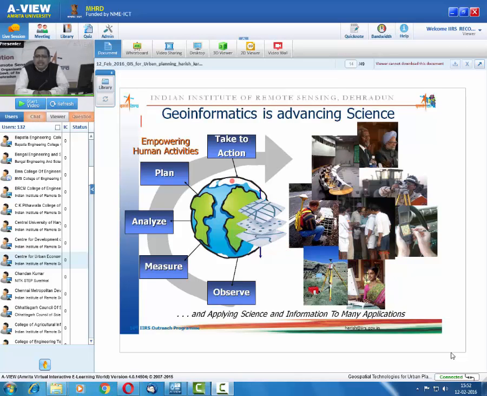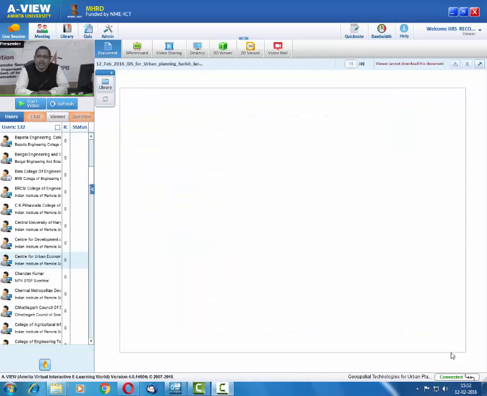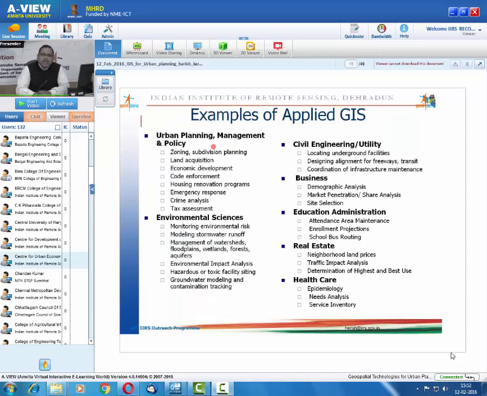Here it is basically the integration of geography and information technology. If you break this particular word geoinformatics into three parts, geo is related to geography, infor means information technology, and matics is basically mathematics. If you combine these three technologies together, it will be known as geoinformatics.